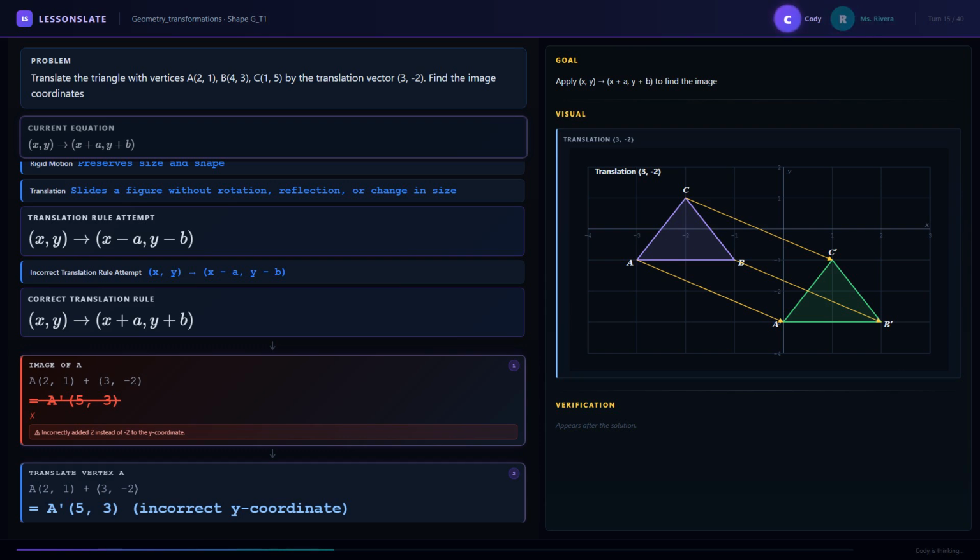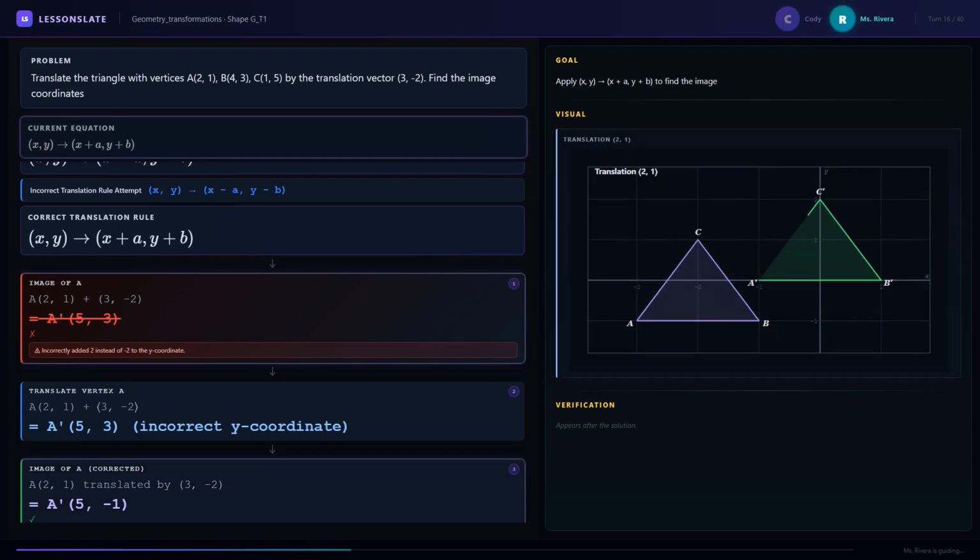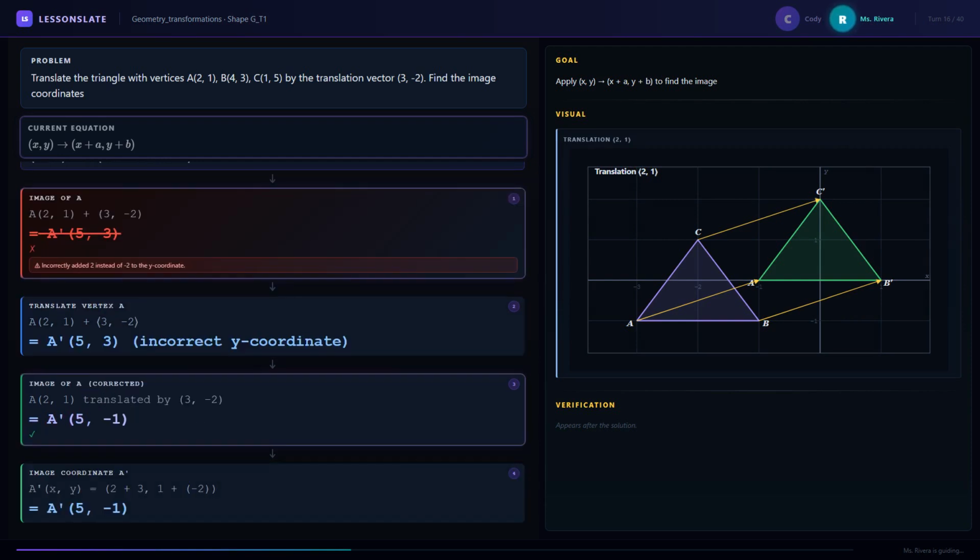Oh, I see. Since it's 1 plus -2, that would make it 1 minus 2, which is -1. So A prime would be the point 5, -1. Is that what I'm supposed to do with the negative part of the vector, Ms. Rivera? Exactly, Cody. You've got it now. When adding a negative number like -2, it's the same as subtracting 2. So, for A at the point 2, 1, translated by vector 3, -2, A prime is indeed the point 2 plus 3, 1 plus -2, which simplifies to the point 5, negative 1.